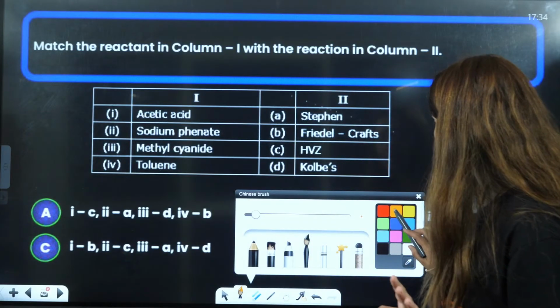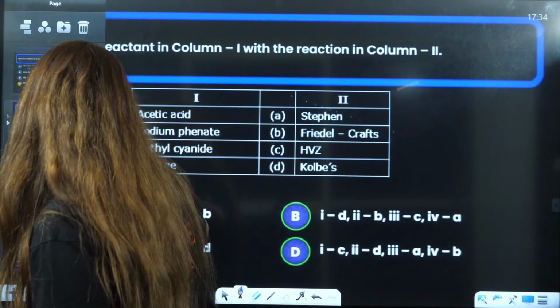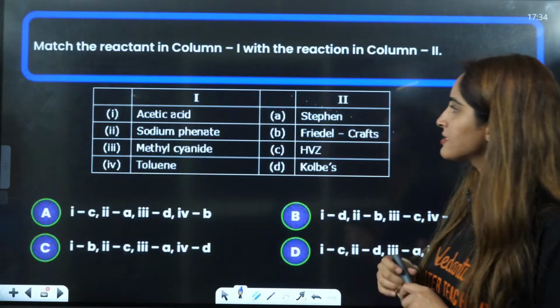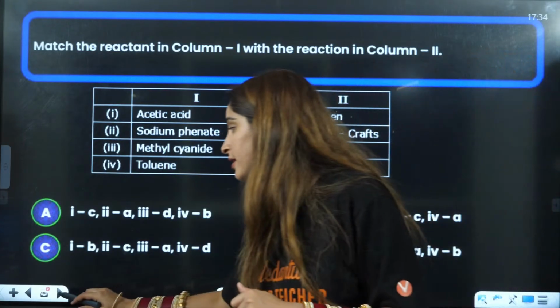Match the reactant. Now, I think this is the last question of today. Let us see that. Last or maybe the second last. Okay. First is acetic acid, Stephen, Friedel-Crafts, HBZ and Coles. What is the reagent here?